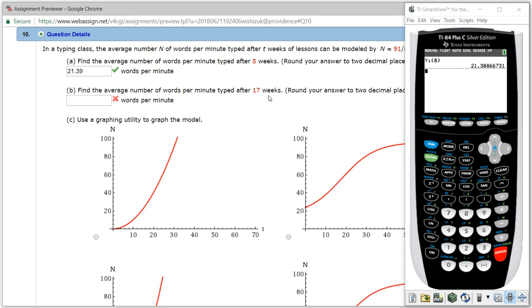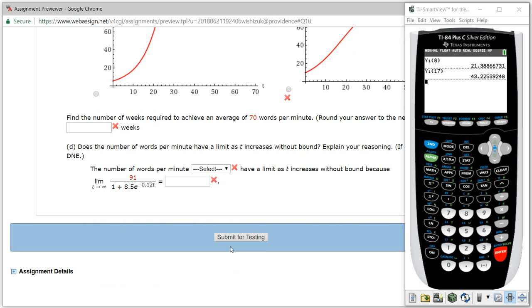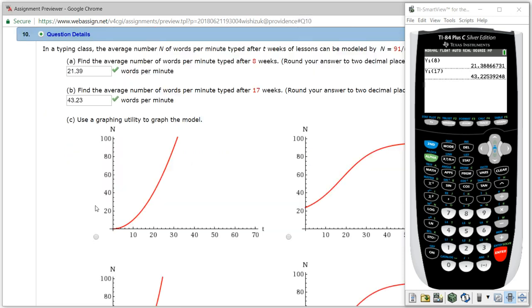Part B is just as easy. It's just that now t is 17. So I'm going to put 17 instead, then hit enter, and we got 43.23. So I'm going to put 43.23. Let's check the answer. Submit for testing. All right, it came back. It looks like we got part B correctly.